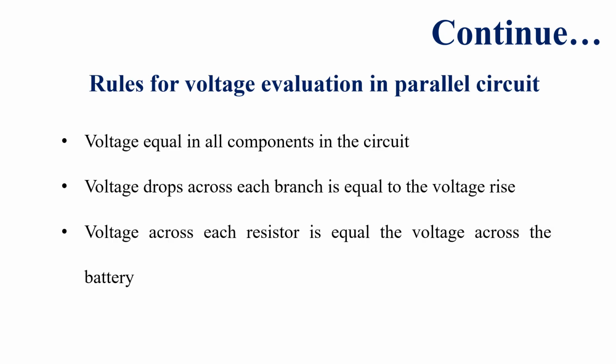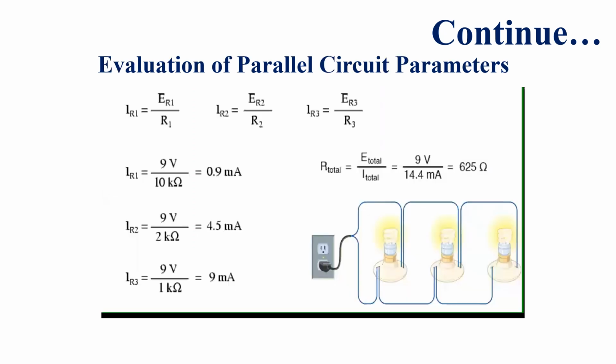When we talk about the voltage rules in the parallel circuit, we will see voltage is equal in all components in the parallel circuit. Voltage drop across each branch is equal to the voltage rise. Voltage across each resistor is equal to the voltage across the battery, because all components in the circuit share the same points, so the voltage in all branches is equal.